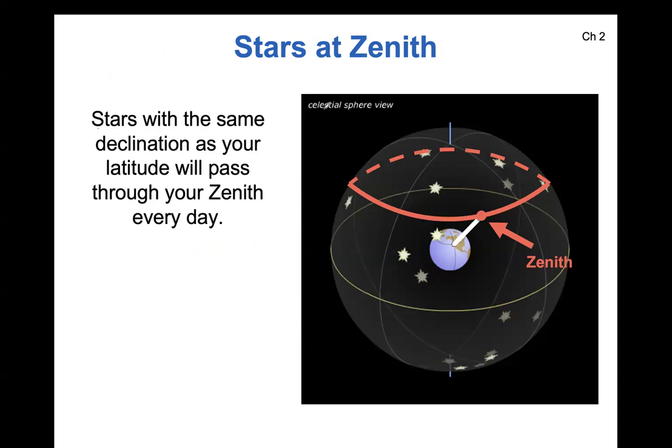So stars at the zenith. Stars with the same declination as your latitude will pass through your zenith every day. So that means that if you can locate a star at your zenith and you know what that star is, you can locate your latitude. And this was a key thing with historical navigation.